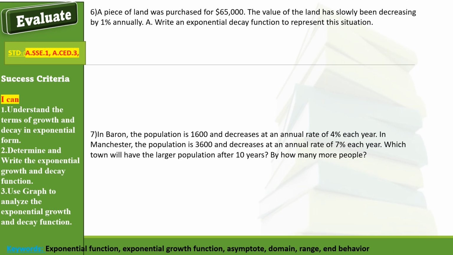Next question: a piece of land was purchased for 65,000. That means the A is 65,000. The value of the land has slowly been decreasing, which means minus, by 1% annually, which means 1 over 100. Write an exponential decay function.